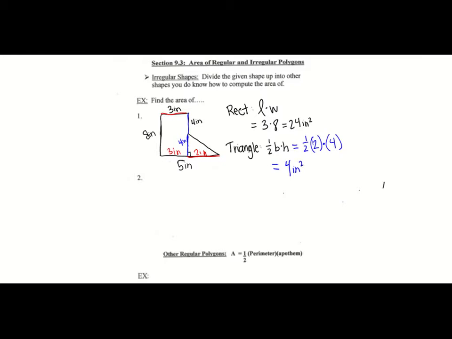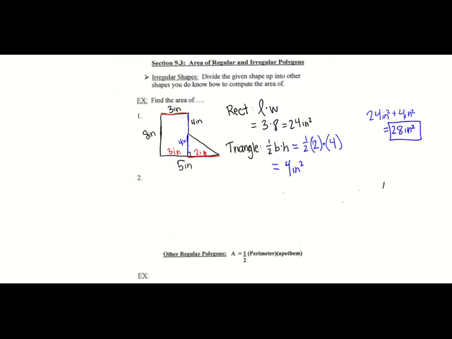Okay, so now I have the area of my triangle and my rectangle, so my last step is to add them together. So I have 24 inches squared for my rectangle plus 4 inches squared for my triangle, and that gives me 28 inches squared for my whole irregular polygon.